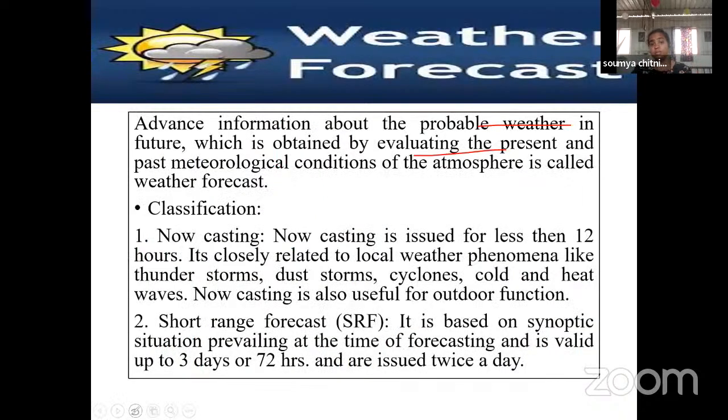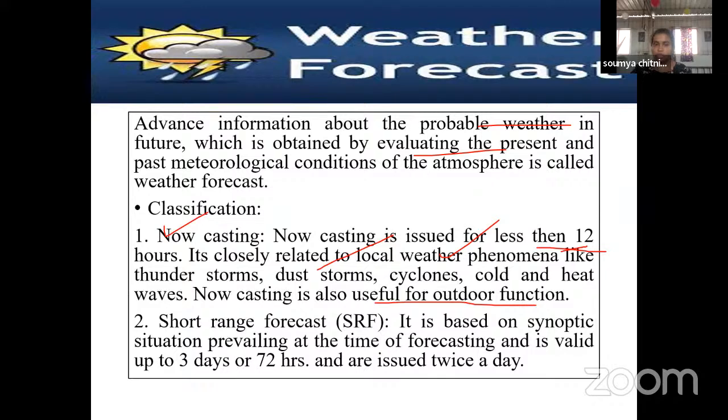There are 3 or 4 types of weather forecasting classification based on the duration they cover. The classification is given by IMD, the India Meteorological Department. So 4 types we usually say. That is nowcasting, which is less than 12 hours. I mean the data will be given for within 12 hours. It can be related to thunderstorms, dust storms, cyclones, cold and heat waves. Nowcasting is also helpful for outdoor functions.